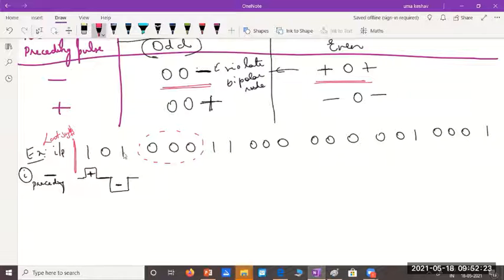1, 2, an even number of ones. So there are an even number of ones. So what pattern should I replace this with? I should replace it with this pattern, plus, 0, plus, because the preceding symbol was minus. Is that clear? So I'll replace this 0 pattern with plus, 0, plus. Why? I'm using this because when I count the number of ones, there were an even number of ones. Is that clear? And the next one, this data sequence, again use the bipolar rule.